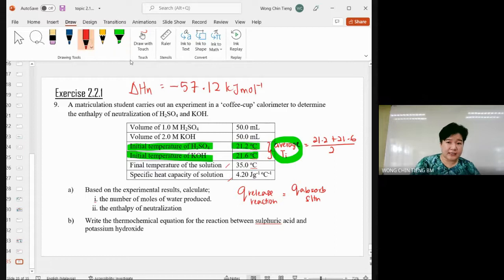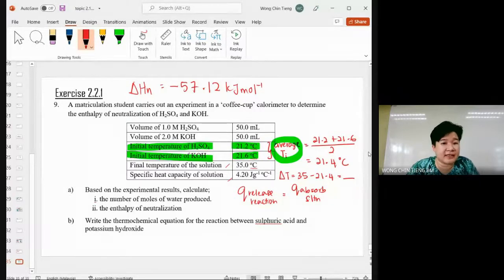Baru tolak dengan 35 degrees Celsius. So over here, kalau tak silap saya, you will get 21.4 degrees Celsius. Okay? So delta T kamu akan jadi 35 minus 21.4. Make sense? Yang ni je beza dia saya rasa. Alright, when you have two different initial, you need to take the average.